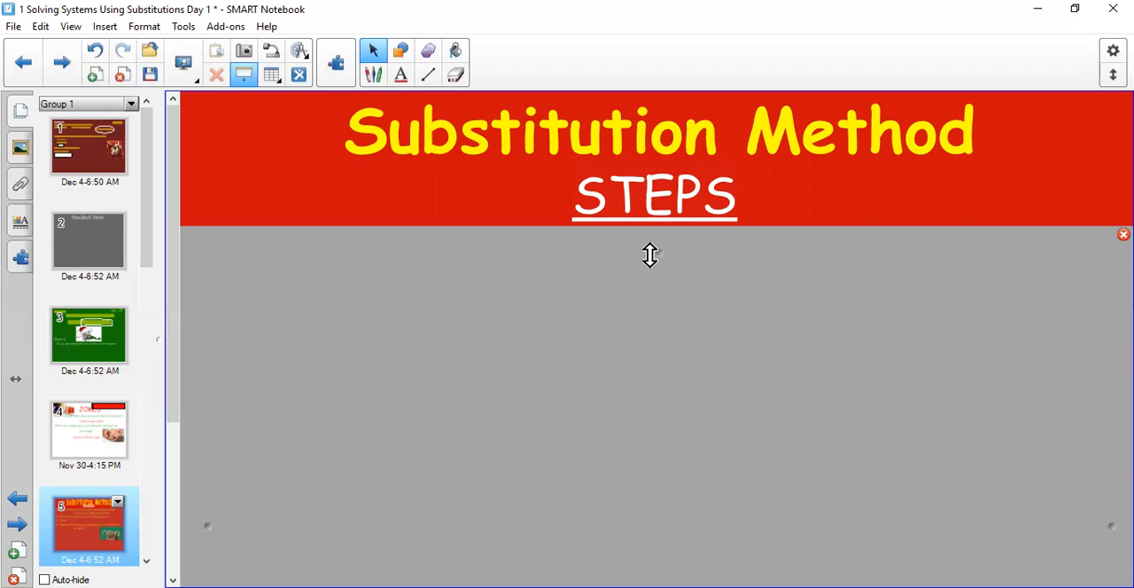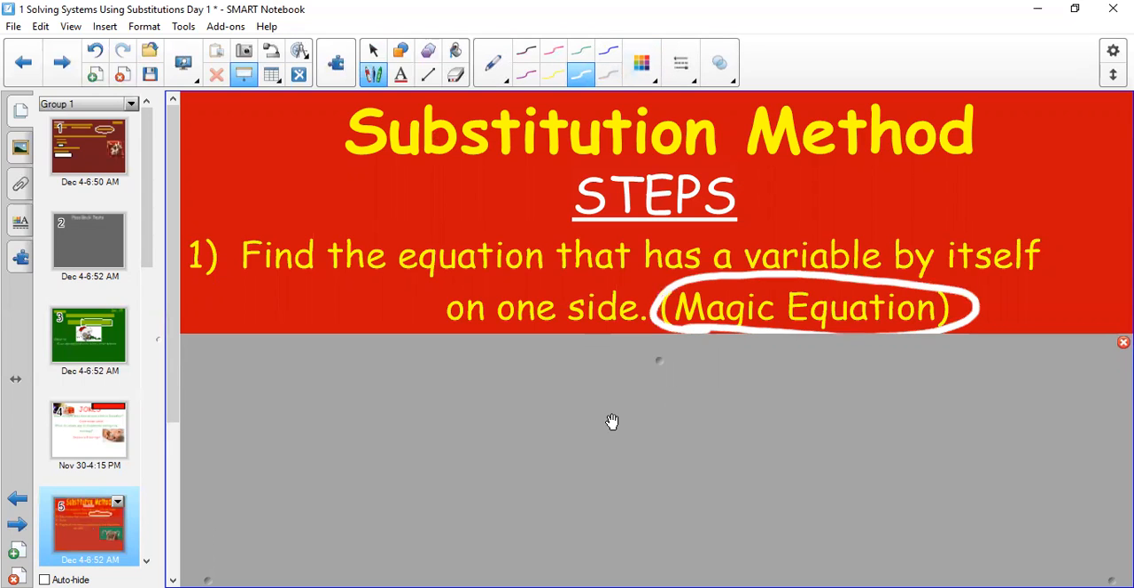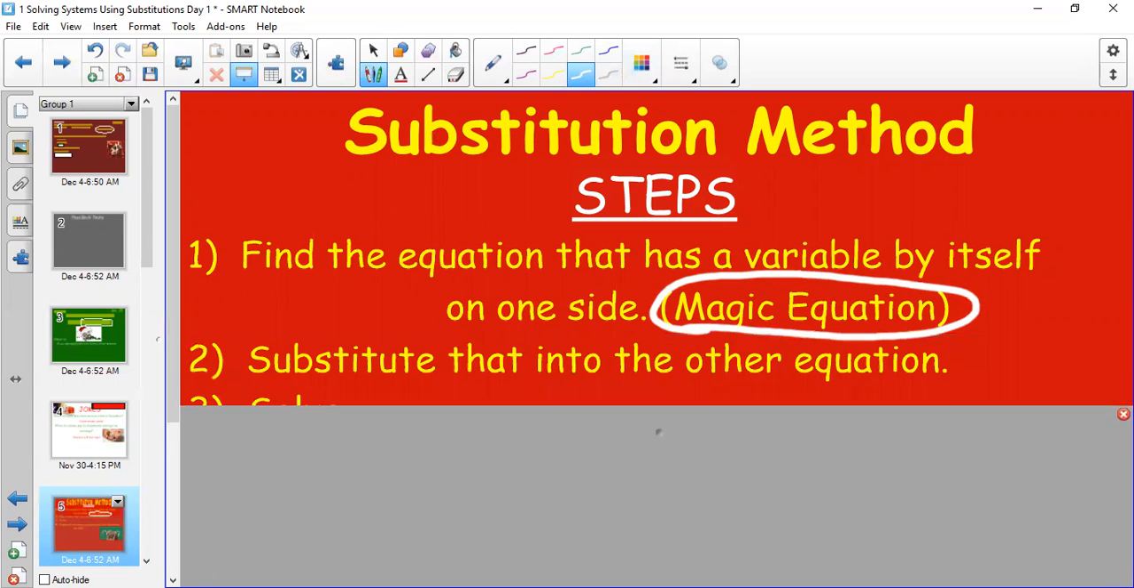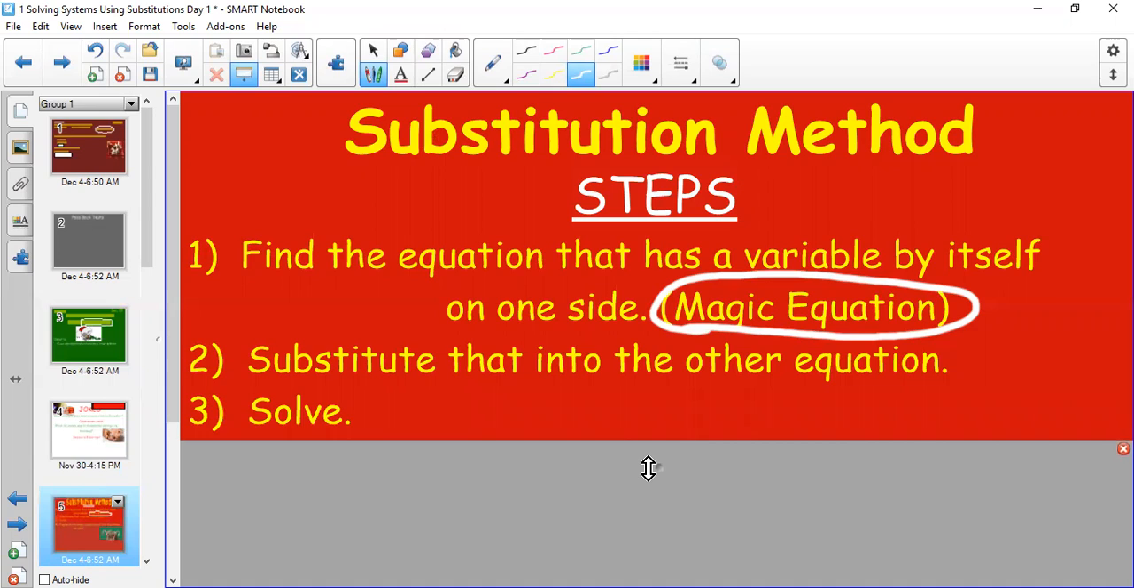All right, step one is to find the equation that has a variable all by itself on one side. Because I have nothing better to call it, I'm going to call it the magic equation today, because it has special powers. Once you find and identify the magic equation, we're going to take that magic equation and substitute it into the other equation. And then we're going to solve.